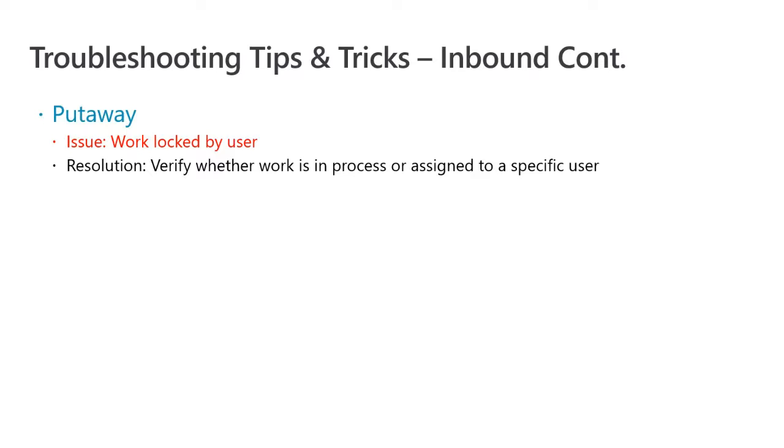For the put away process, if the material handler or user who is performing the put away from the inbound dock to the storage location receives an error when they scan the license plate or work ID that says the work is locked by a user, then the resolution is to verify whether the work is already in process by another user. Perhaps somebody scanned it and walked away to acquire a piece of equipment to actually move it, or perhaps a supervisor or manager has specifically assigned that work to another user.